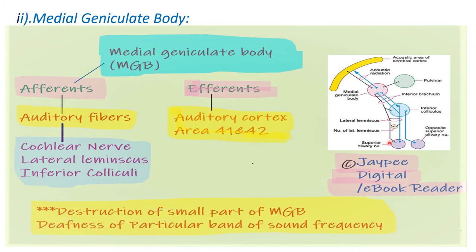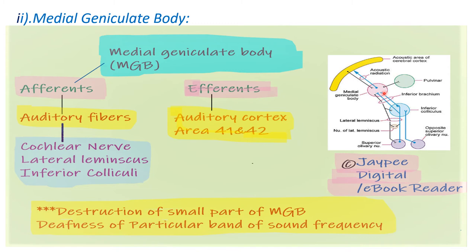hearing, and you know that the cochlear nerve relays mainly in the superior olivary nucleus, and some fibers are crossed and some are not crossed. Then the fibers go via the lateral lemniscus to the inferior colliculus, and then the fibers finally relay in the medial geniculate body, and this medial geniculate body finally does the processing of the auditory sensations and then sends them into a particular localized area in the cerebral cortex, that is the auditory cortex.